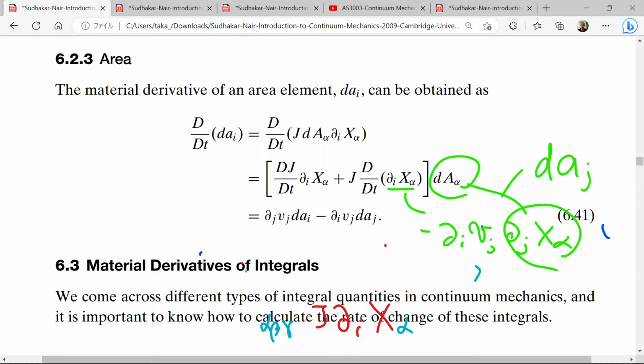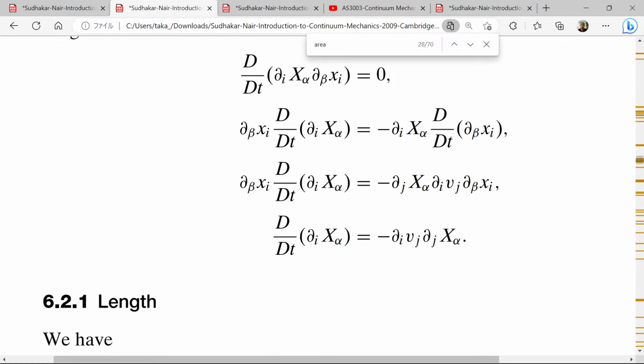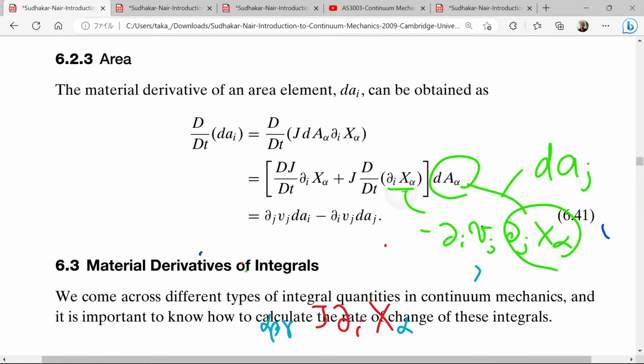No, I'm sorry. We have to d okay, ddt partial I x alpha ddt this one, including this. This is this. Okay, so we have finally this. Yeah, partial I vi vj and dA aj. Okay, so let me see the time.